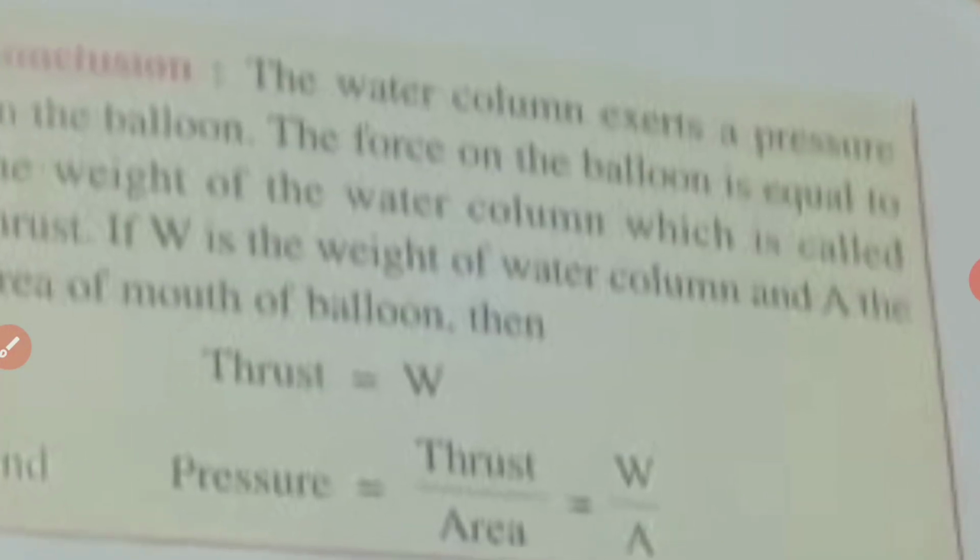So the conclusion is the water column exerts a pressure on the balloon. The force on the balloon is equal to the weight of the water column. That means the whole water is exerting pressure on the balloon, not only the water which has gone into the balloon. The whole water is exerting pressure on the balloon because of its weight, which is called the thrust. If W is the weight of the water column and A is the area of the mouth of the balloon, then the pressure on the balloon will be thrust by area, which is W upon A.